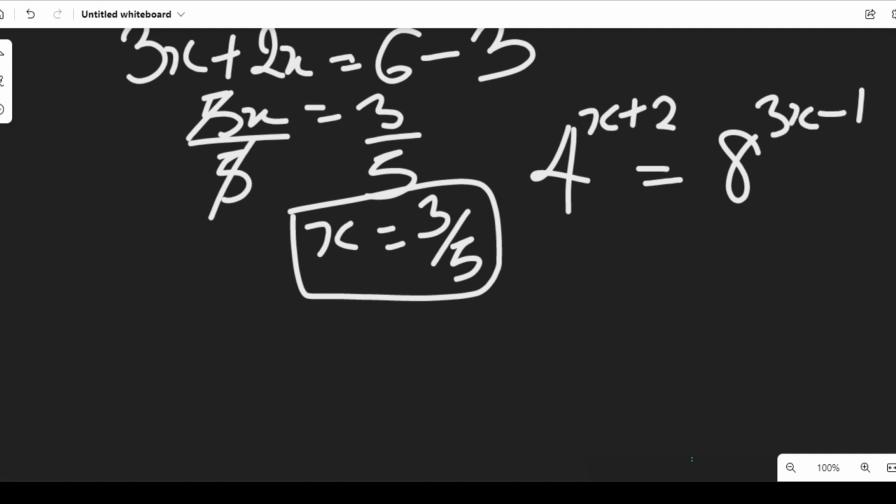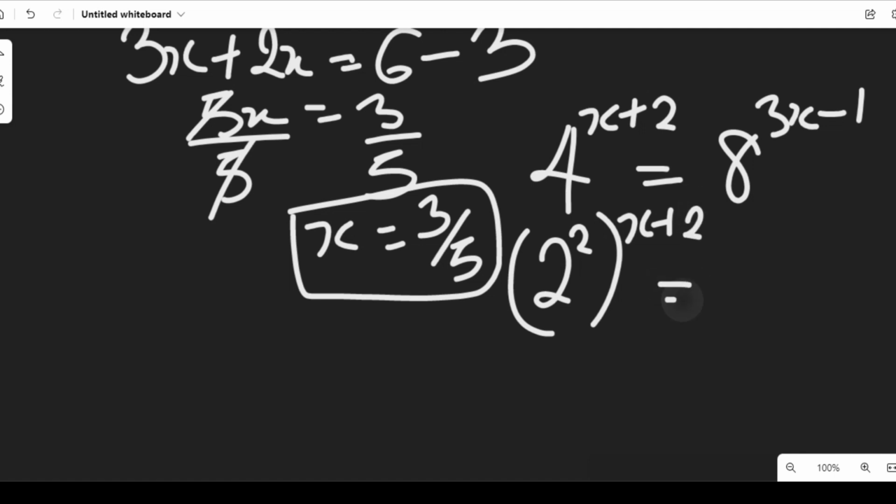Now let's solve this. Since 4 can be written as 2 raised to power 2, this will be x plus 2, and this will be equal to 8, which can be 2 raised to power 3.